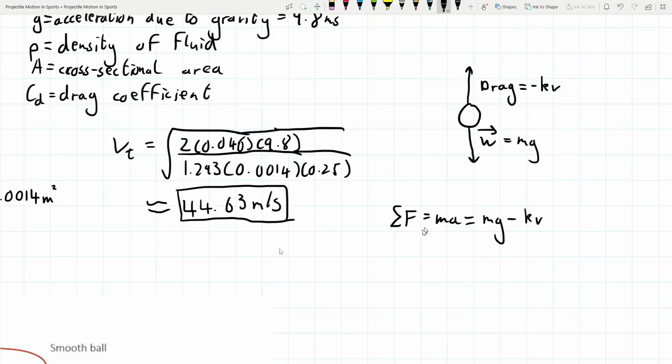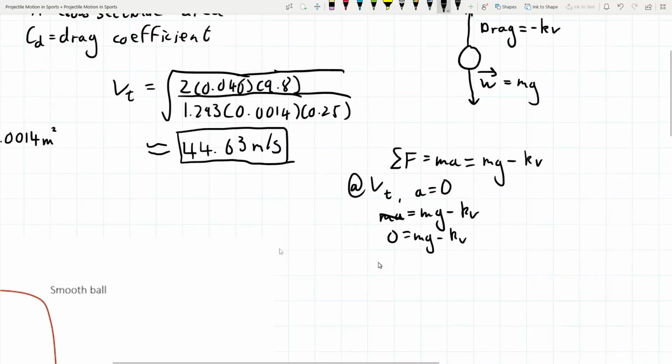And then we know at terminal velocity, so at vt, the acceleration will be 0. It won't be accelerating anymore because the forces are cancelled out. So now we have ma equals mg minus kv, and this a is going to be 0, so this all just cancels, and we get 0 equals mg minus kv, which means we get kv equals mg. Sorry, this is at kvt, because we said this is going to be at terminal velocity.